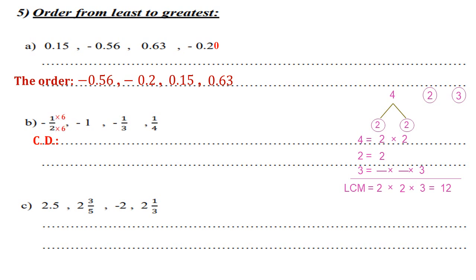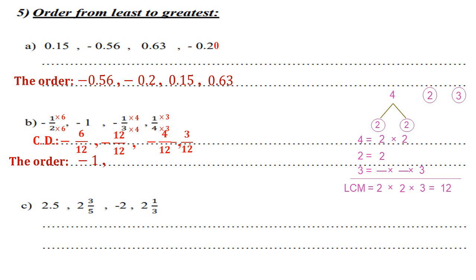Negative 1 over 2, I will multiply it up and down by 6, so it will be negative 6 over 12. Negative 1, it will be equal to negative 12 over 12. Negative 1 over 3, I will multiply it by 4 up and down, so it will be equal negative 4 over 12. 1 over 4, I will multiply it by 3 up and down, so it will be 3 over 12. Now I will start to order from least to greatest.